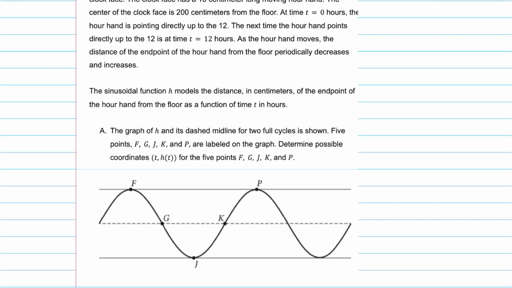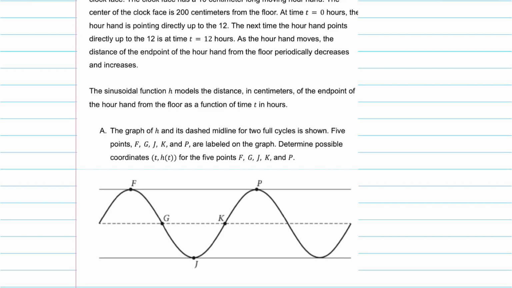Now, for part A, the graph of h and its dashed midline for 2 full cycles is shown. 5 points F, G, J, K, and P are labeled on the graph. Determine possible coordinates for the 5 points F, G, J, K, and P.